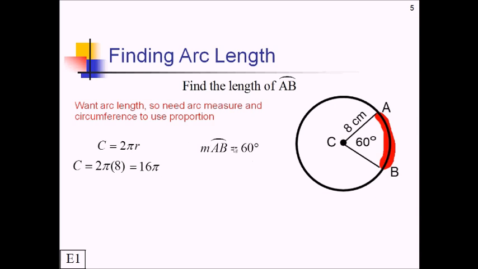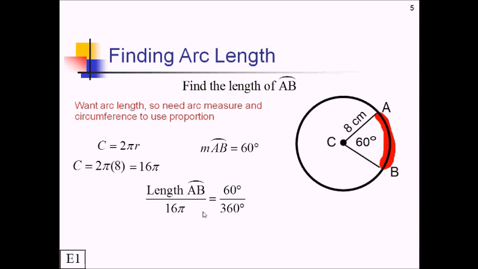So now we can put all this together into a proportion. We can say the length of AB over the whole circumference of 16 pi equals 60 degrees over 360 degrees. And at this point, we just have to cross multiply and solve for the length. So pause the video and take a sec to do that. See if you can remember the algebra here. All right, let's see how it went.